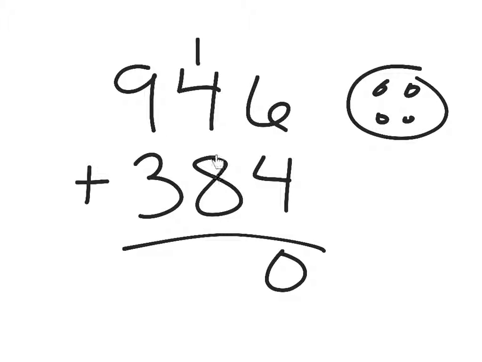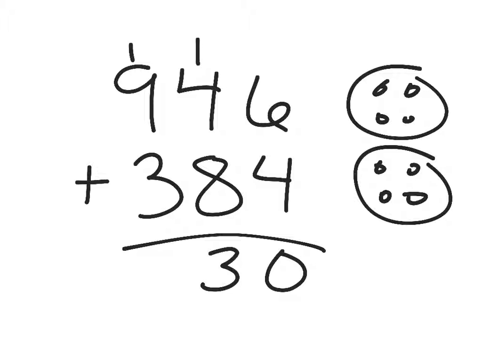Next I got 8 and a 4, so I will draw 4 dots once again. I'm going to go 1, 2, 3, and 4, and then I'm going to put my pencil on the 8. I cannot forget this 1, so I'm going to go 8, 9, 10, 11, 12, and 13. So I will drop my 3 and carry my 1 and then circle those 4 right there.